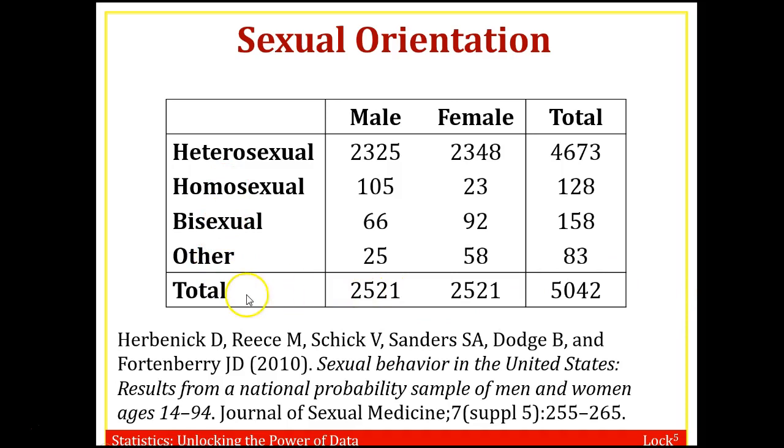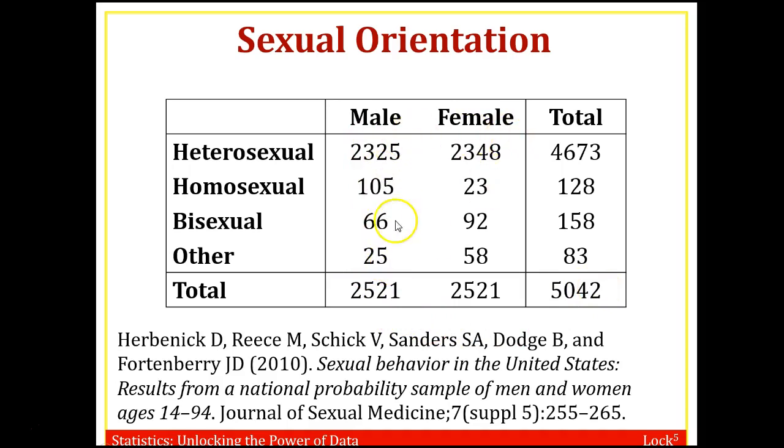You don't have to include it, but generally you do want to include totals. So you total up all the male and female heterosexuals in this first row, and you get 4,673. So on down each row. 128 is 105 plus 23. 158 is 66 plus 92, and so on. And then if you add up all these totals, you get 5,042. So this is a pretty large survey. I've given a reference down here from this paper. 5,042 people were surveyed.